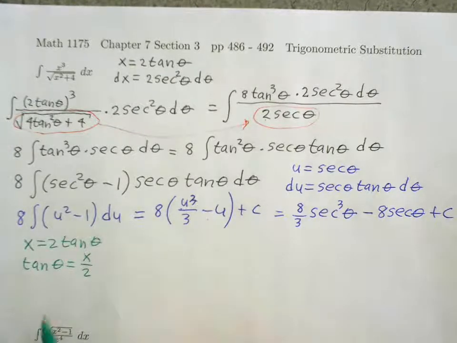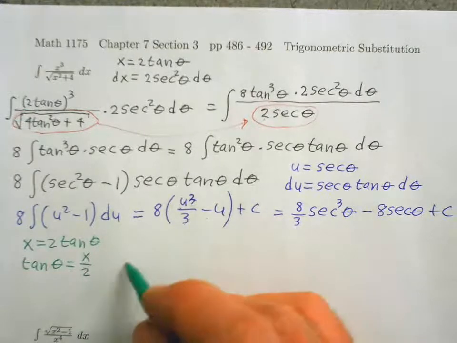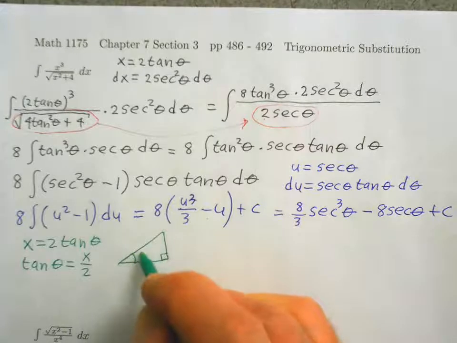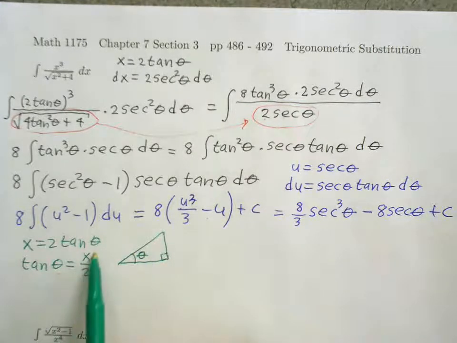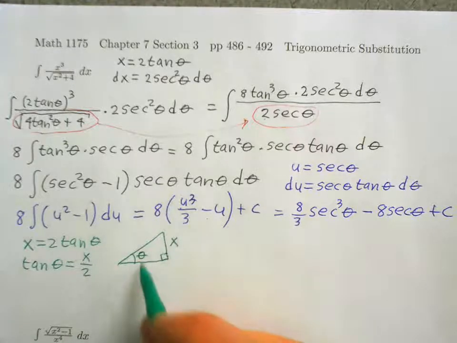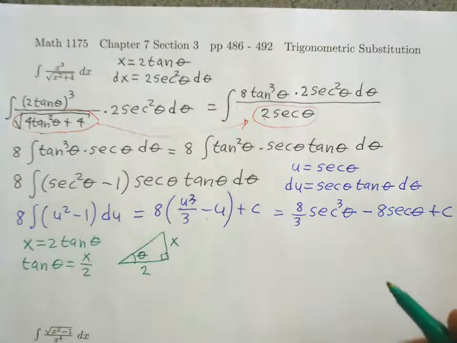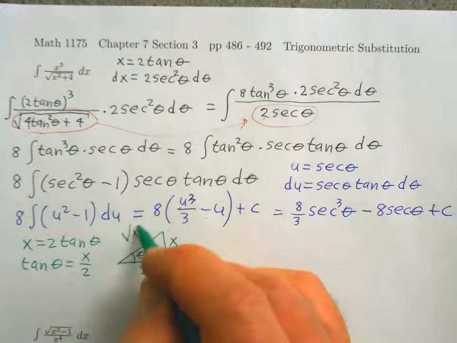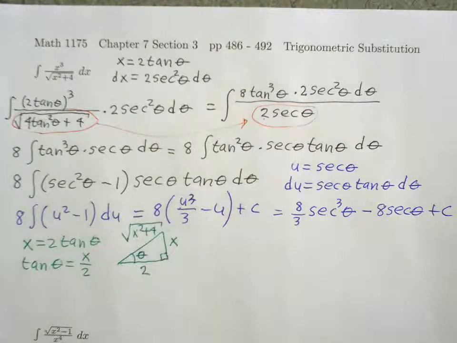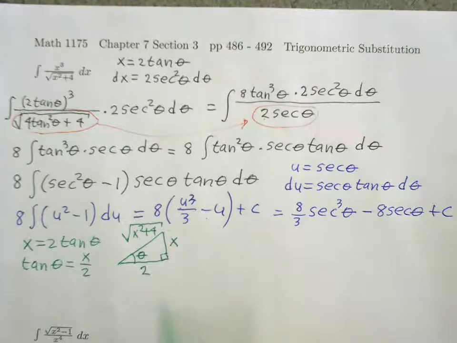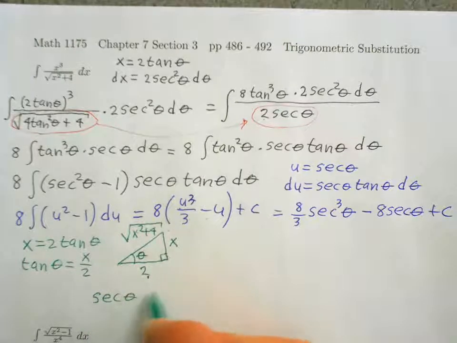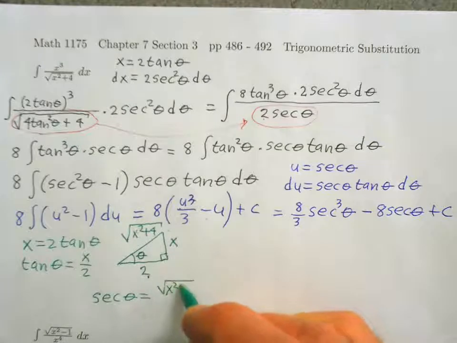Okay, so we use right triangle trigonometry to help us. So I'll draw a right triangle right here, and I'll label this angle theta, and if tangent of theta is x over 2, the length of the opposite side to theta is x, and the length of the adjacent side is 2. And then using the Pythagorean theorem, we can find the hypotenuse, the length of the hypotenuse is the square root of x squared plus 4. Okay, so we want to know what secant of theta is. We know that cosine of theta is adjacent over hypotenuse, and secant is the reciprocal of cosine. So secant of theta is the square root of x squared plus 4 over 2.